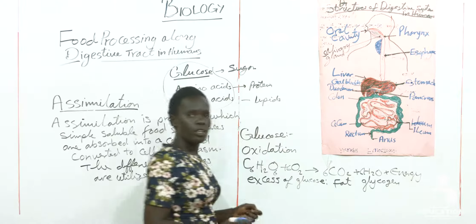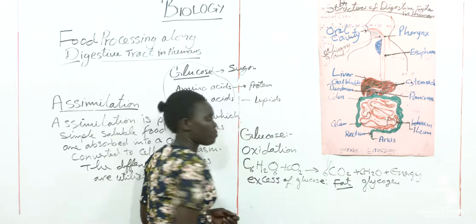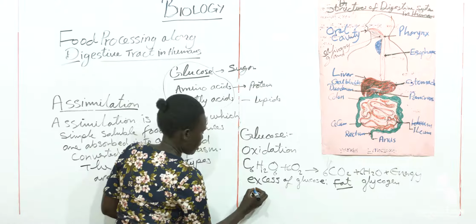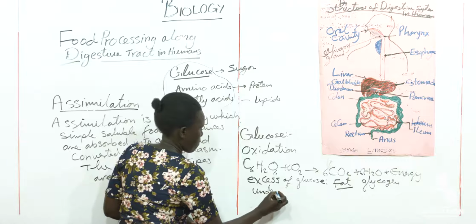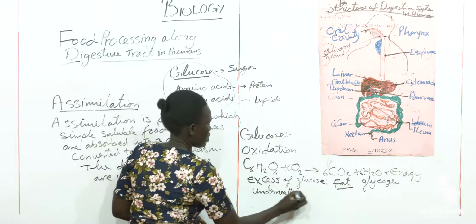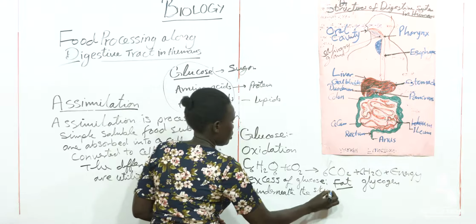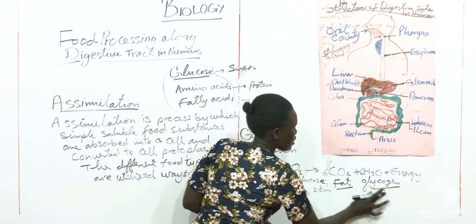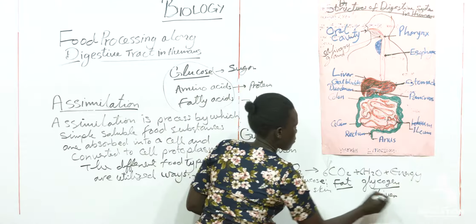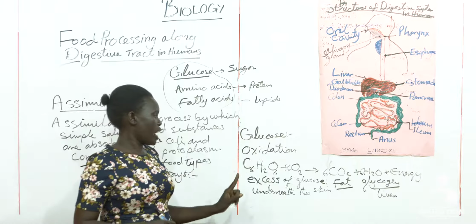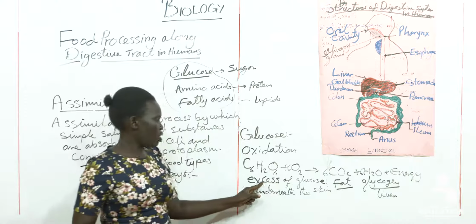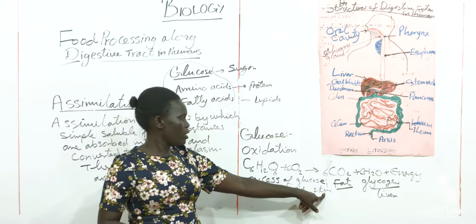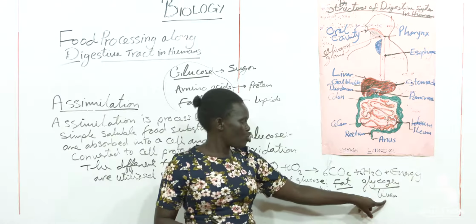If it is converted into fats, it is kept underneath the skin, while the glycogen is stored in the liver. Glucose is oxidized to release energy. The excess of the glucose will be converted into fat, then stored under the skin. The one converted to glycogen will be stored in the liver.